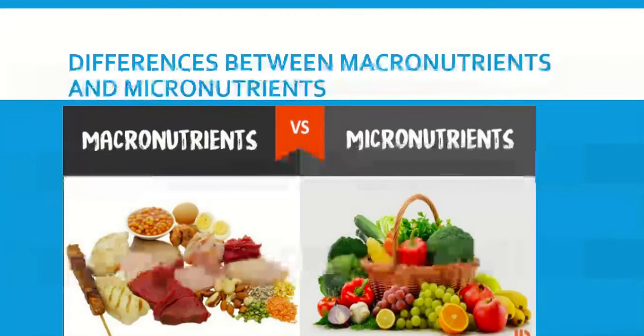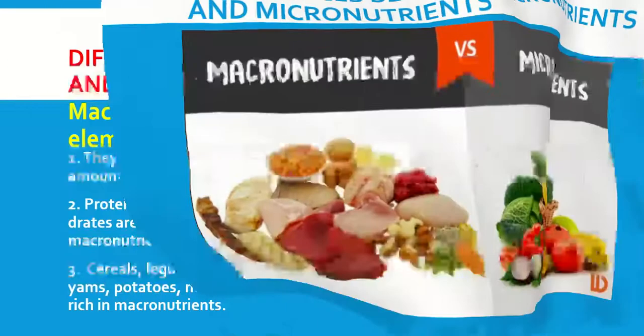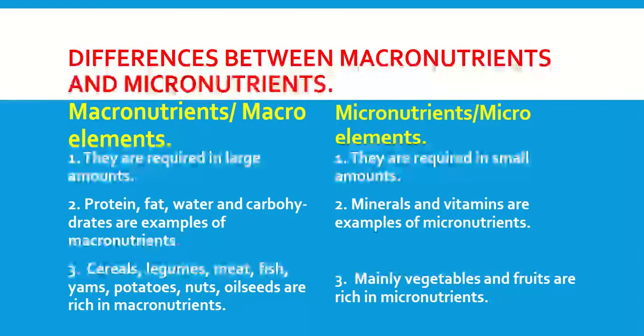Now, I want to quickly talk about the differences between macronutrients and micronutrients. Number 1, macronutrients are required in large amounts, while micronutrients are required in small amounts. Number 2, examples of macronutrients are protein, water, fat, and carbohydrates, while examples of micronutrients are minerals and vitamins.